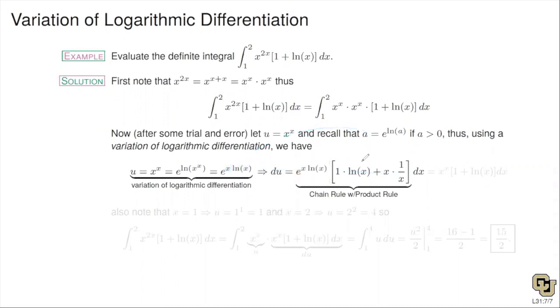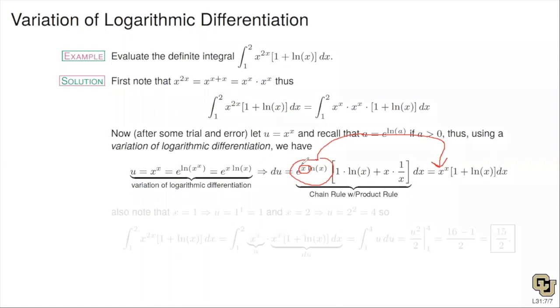And so now, I just put this together. 1 times ln of x is just ln of x. x times 1 over x is 1, and I put that in the front. And here, the e raised to the x ln of x, I wrote it back in its original form, x to the x. And here, how does that work? So let's just practice this.